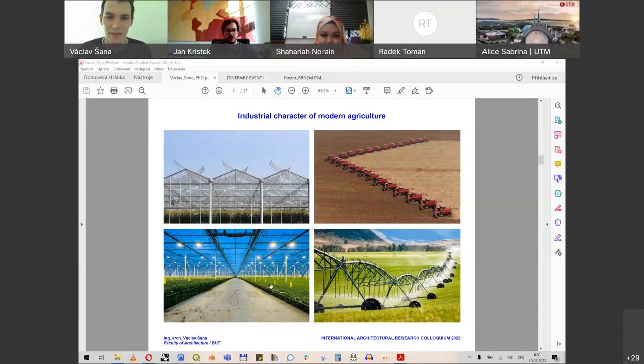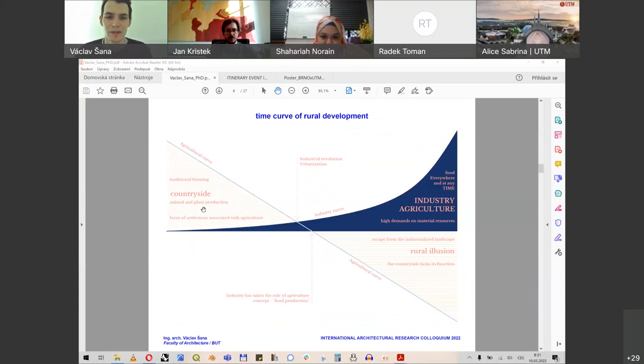I created this type of graphic, which is actually a kind of hypothesis. Here is the countryside, and if we go through time, from the beginning, you can see that most people worked in agriculture, and the countryside was mainly connected with agriculture. But when the Industrial Revolution came, the world became more urbanized, and today agriculture is mainly connected with industry. It's maybe not agriculture itself, but more the industry sector.